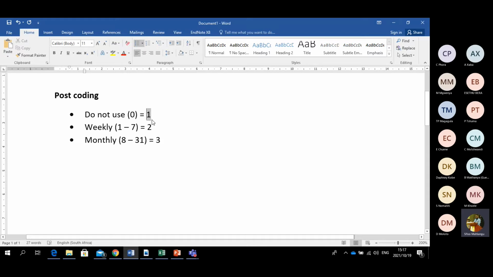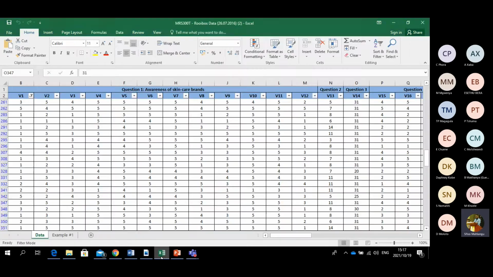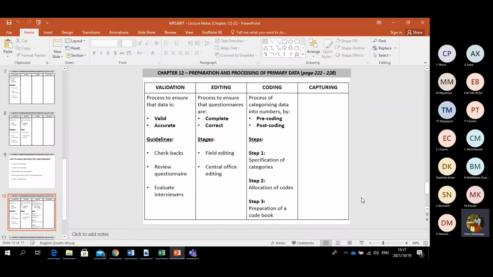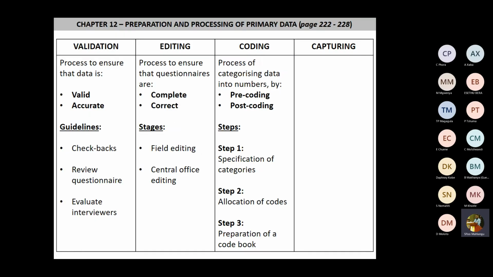So if we did this, our data set will have only 1, 2, and 3 here. But here we decided to use a true reflection of respondents' answers. There was a different reason for that. But I think you do get the idea why we do this post coding with open-ended questions, not close-ended questions.